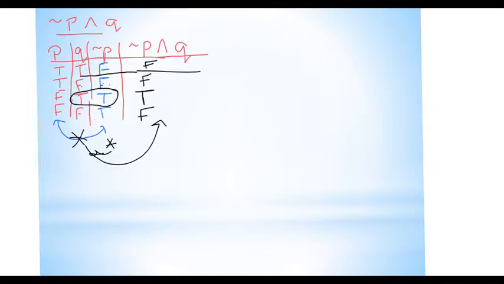Let's take a look at the negation of the entire statement of P or Q. Okay, so here, when I make this statement, again, I'm always going to start off with P and Q on my truth table.